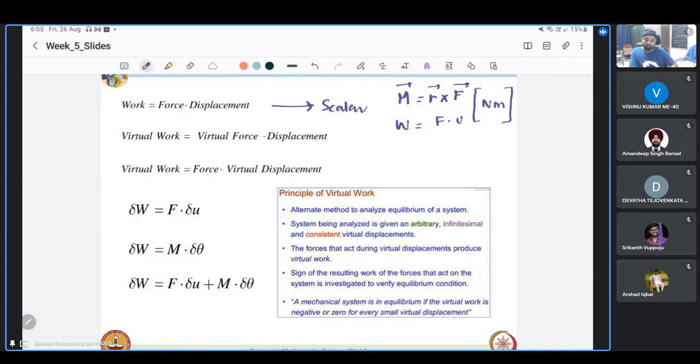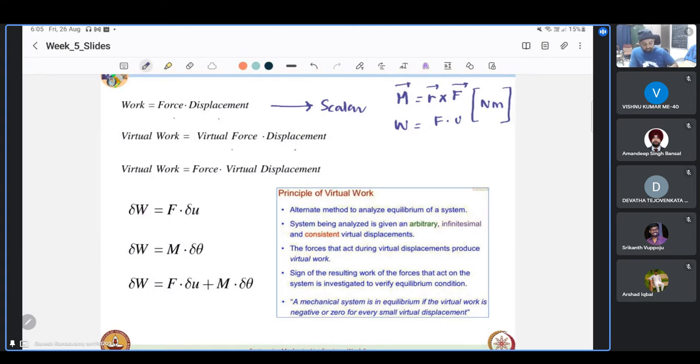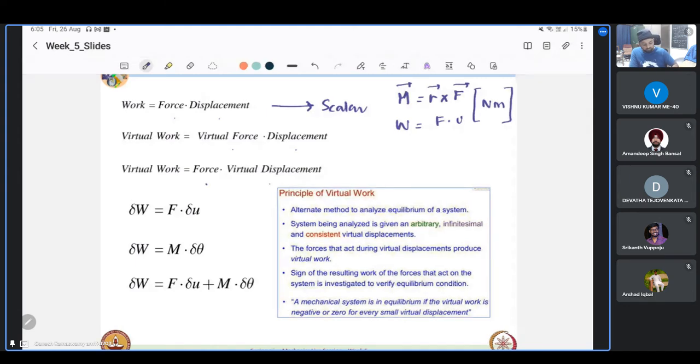Now, what is virtual work? As we can see, work is force dotted with displacement. Virtual work is either virtual force dotted with a real displacement, or it can also be construed as force dotted with a virtual displacement. So what are the differences between these two? Here we basically deal with displacements as the unknown quantities, and here in this we deal with forces.